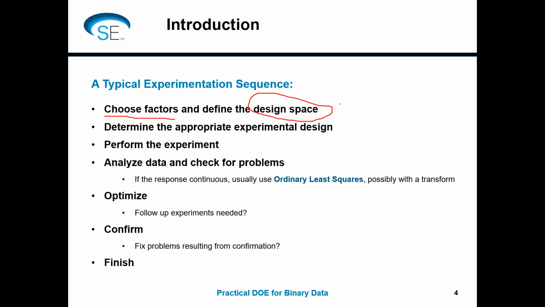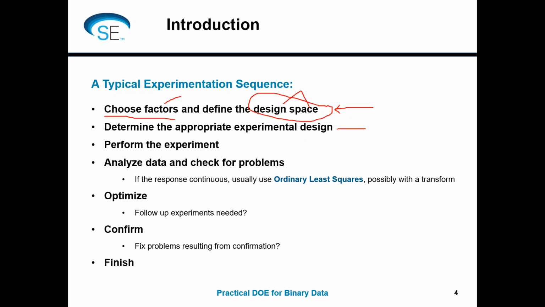Now, in our experience, probably about 90% of whether an experiment is going to be successful is whether you define this design space adequately or not. Most of the time when we see an experiment fail, it's because people are experimenting in the wrong space, they've chosen the wrong factors, the wrong components, and so on.